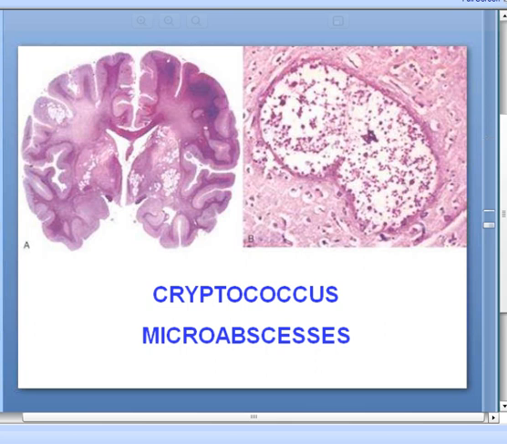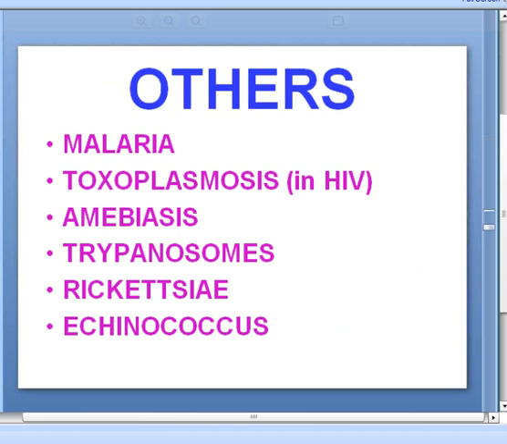Okay, are we going to say anything else? No, we'll just say one more word before we call it a day, and it's already 11 minutes, 7 minutes overtime. Just remember that malaria can form abscesses in the brain. Toxo is big, especially in HIV patients. Amoebas, you could talk about amoebic abscesses of the brain. The trypanosomes, the sleeping sickness, can do it. The rickettsia, Rocky Mountain spotted fever, and the echinococcus.